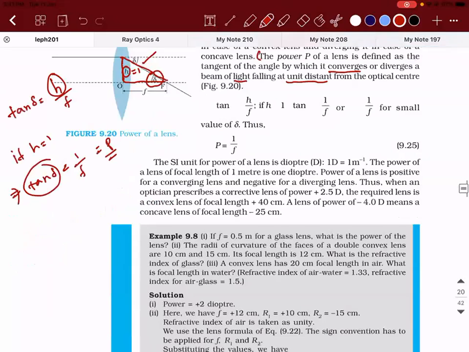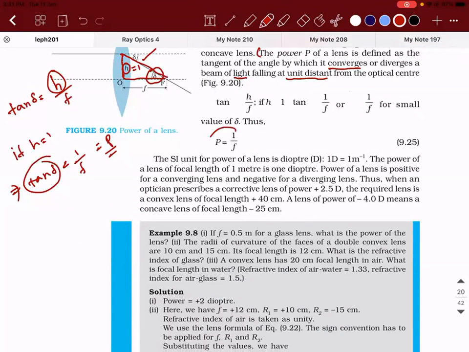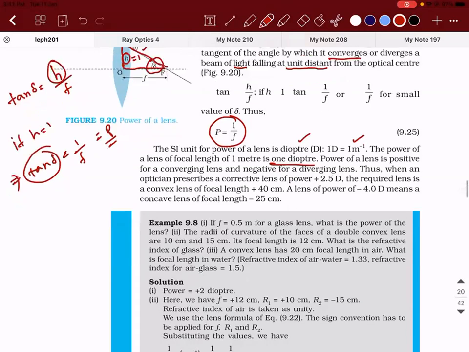Okay, and the SI unit of power of the lens is going to be diopter. 1 diopter is equal to 1 meter inverse. So the power of a lens of focal length 1 meter is 1 diopter. Okay. And lastly, you need to have this point in your mind.